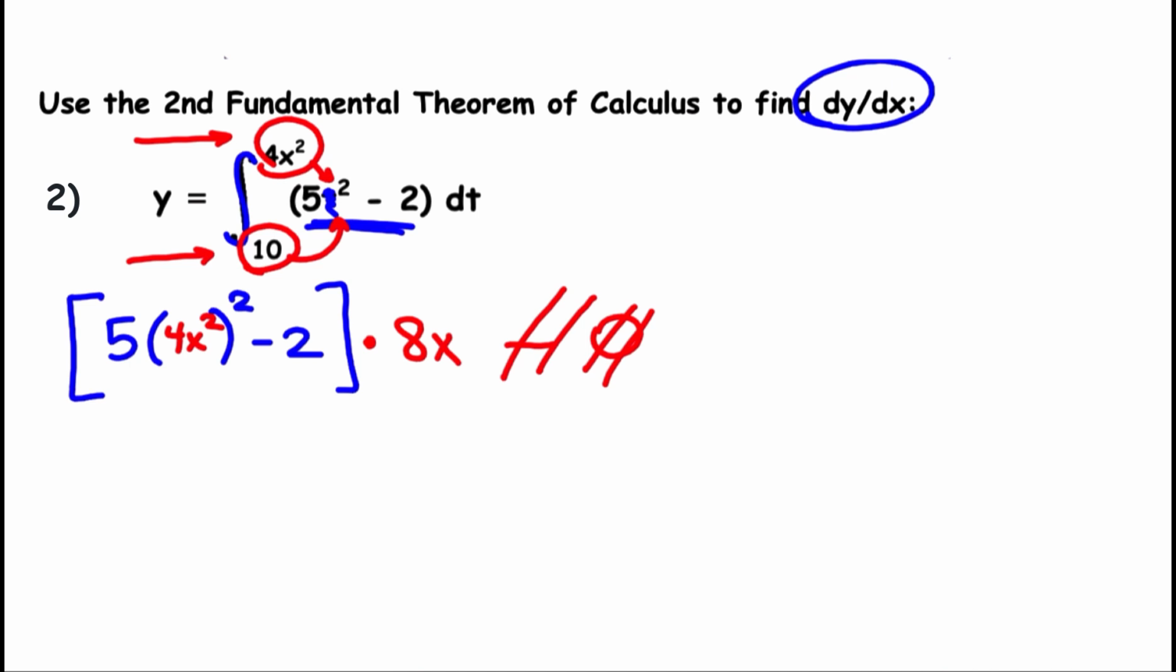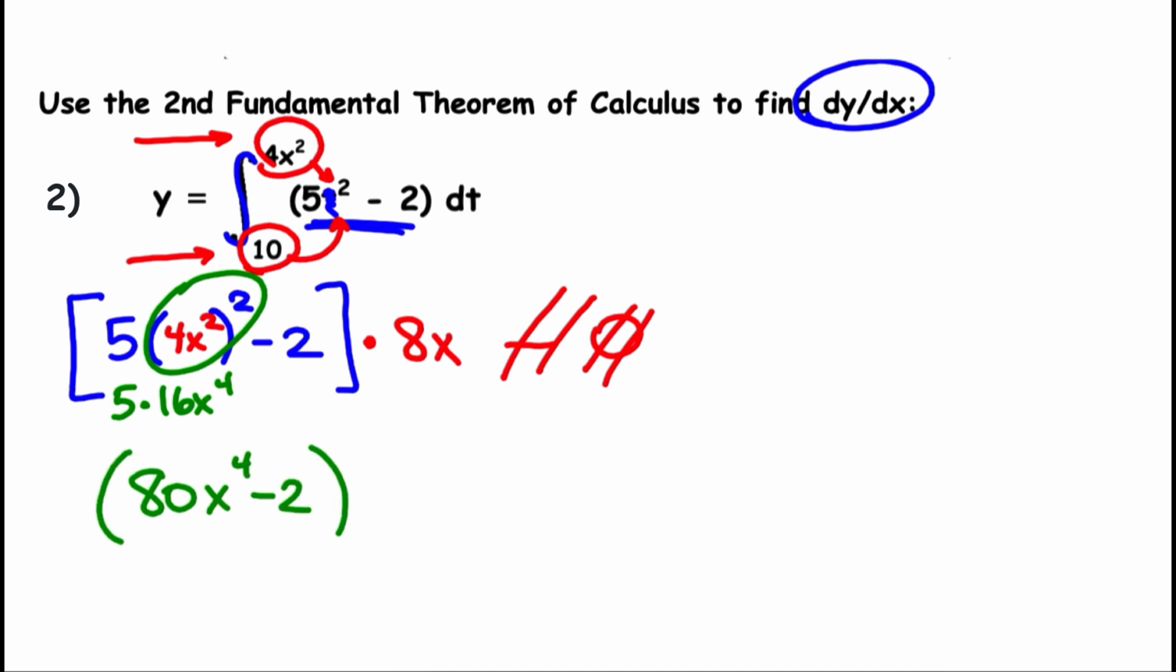All right, let's finish this up and kind of make it look nice. I've got 4x squared times 4x squared. That's 16x to the 4th. Multiply that by 5. 5 times 16 is 80. So 80x to the 4th minus 2. But then it's times 8x.